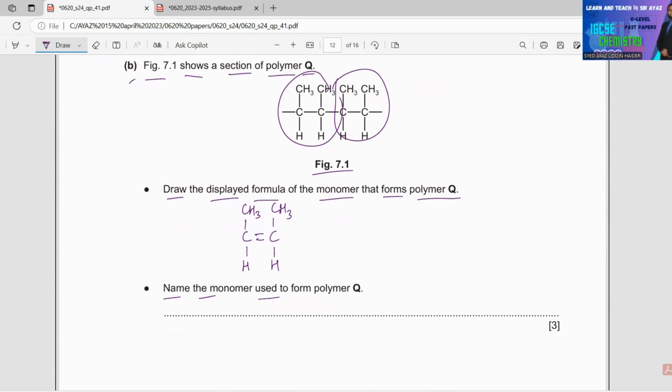Name the monomer used to form polymer Q. So what will be the name for this one? We have 1, 2, 3, 4. It's butene.